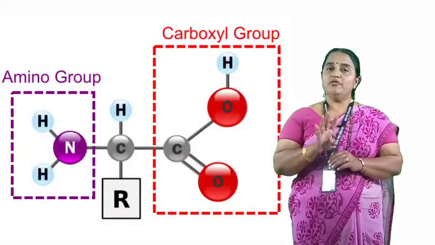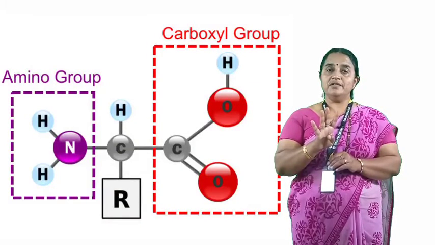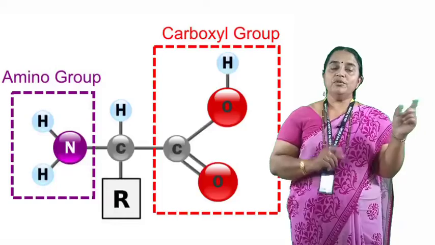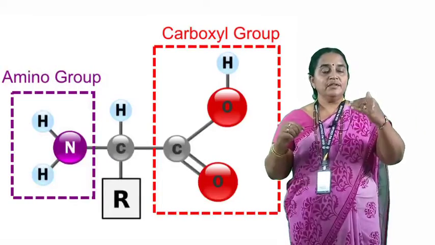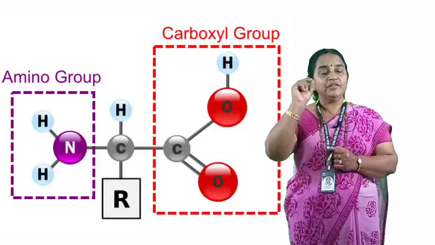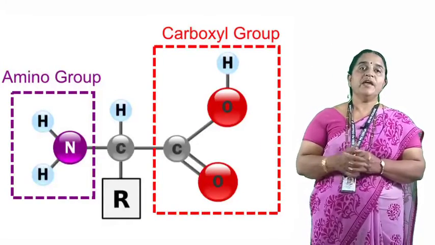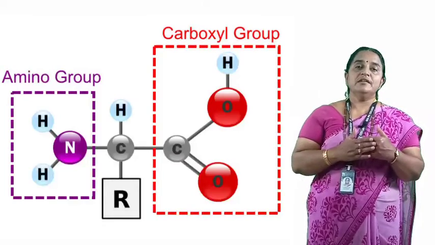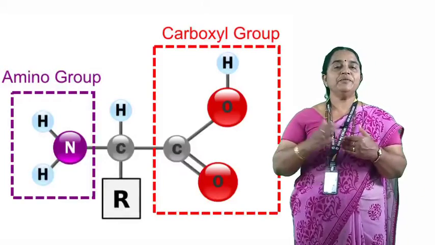Linked to carbon, there are 4 valence electrons in carbon. So one side amino group, other side carboxyl group, the third side hydrogen, and the fourth side is R. Now this R is variable group. Accordingly, we differentiate amino acids from each other.